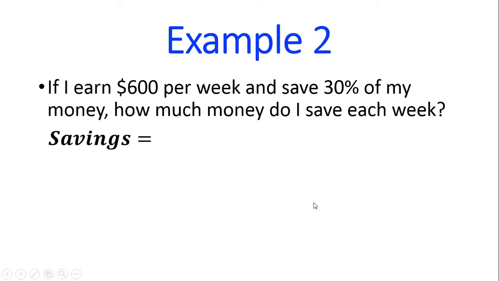My second example here is if I earn $600 per week and I save 30% of my money. Now I want to figure out how much money I save each week. So let's find the key words and numbers in the sentence. First of all, we've got $600, so that's important for us to know. We've also got 30%, so that's another good one. We've also got that word of. We're saving 30% of my money.